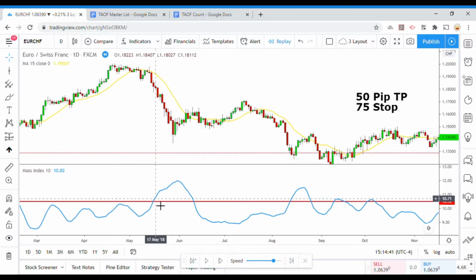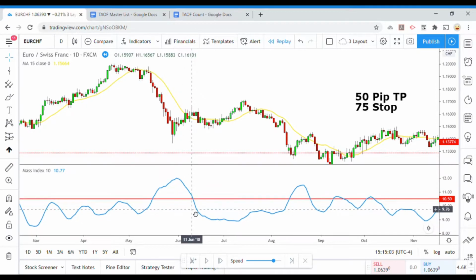When the mass index crosses above this red line, the designation line we'll call it, that is a signal that a reversal is close to occurring. The signal comes when the blue line, the mass index, crosses back down below the signal line, the designation line. That then tells you that the reversal is taking place and is a signal to then place a trade.